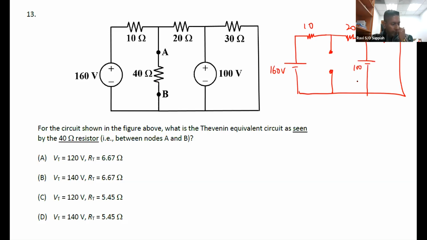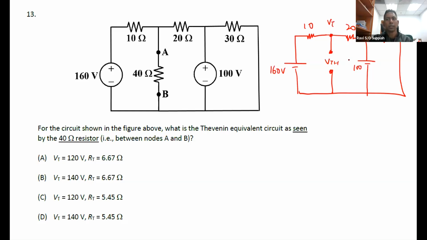Okay, so you're supposed to find the Thevenin equivalent. All right, so the first thing is VTH. The VTH is the voltage seen here. The voltage seen here is the same as the voltage seen here. So this point and this point are the same. So this is VTH. Let's call it VT.